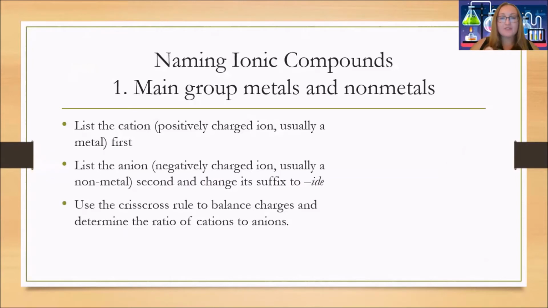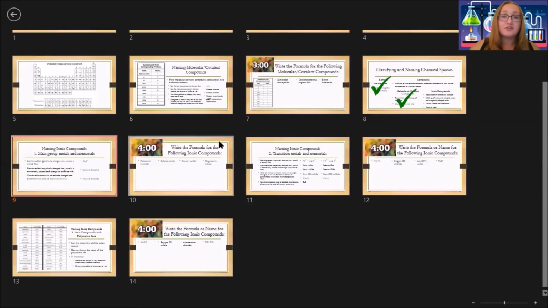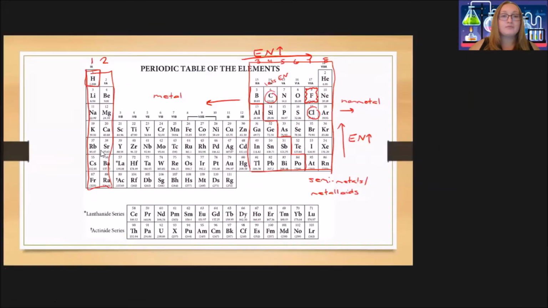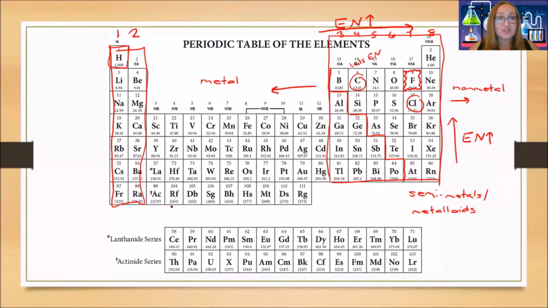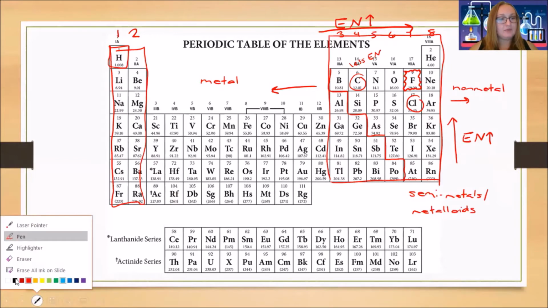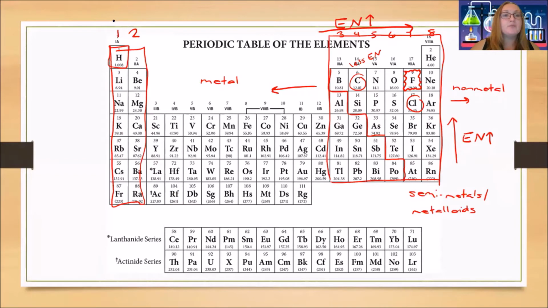Here's the thing. We have to use something called the crisscross rule to balance charges and determine the ratio of cations to anions. Guys, I swear I'm not making this up. You can Google it. It's got a Wikipedia page. In order to use the crisscross rule effectively, you need to know the charges of the main group elements. So let's write that in. I'm going to change the color. I'm going to make it blue.